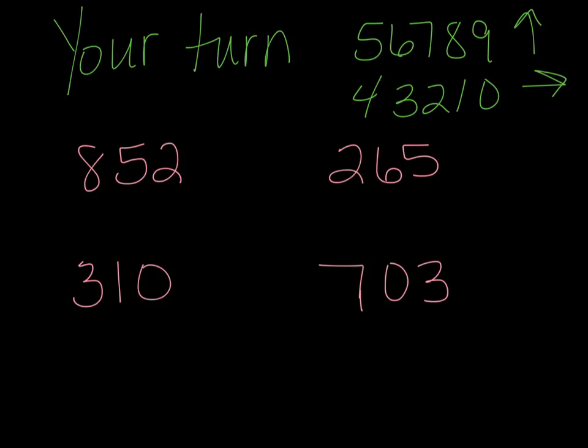Here's some more examples for you to try. So write down each of these numbers twice on your paper and round it the first time to the nearest 100 and then round it the second time to the nearest 10. Pause the video so that you can work those problems and then come back and we'll check the answers together.